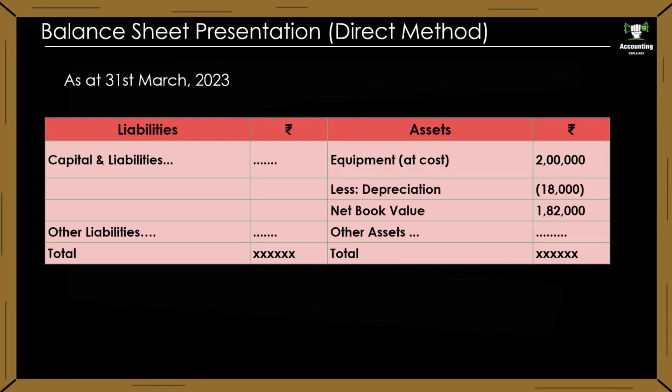Let's see how we have to present the equipment in the balance sheet. Okay, so balance sheet as at 31st March 2023. Left side is your liabilities, right side is your assets. Equipment will be shown on the asset side, correct? Yes. So equipment at cost is rupees 2 lakhs less depreciation 18,000. Okay. Now the net book value is 1,82,000. This is how we have to show the equipment in the balance sheet.